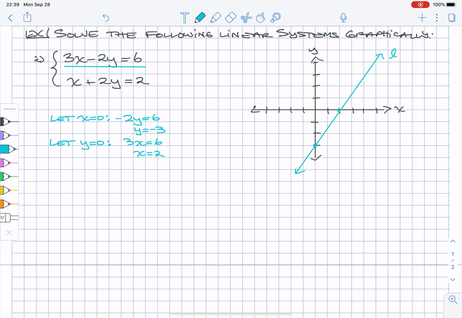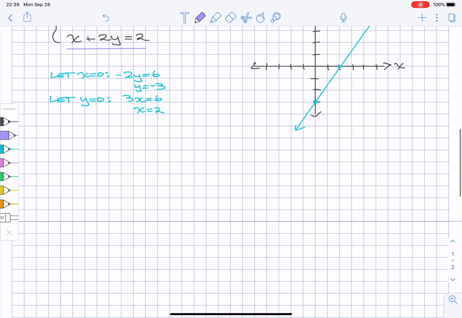Okay, so I'll call this line 1. Now let's look at the second line, the purple one. In the first case, I'm going to let x equal 0. When I do that, I get 2y is equal to 2, which means that y is equal to 1, so that's 1 point on there. In the second case, I'll let y equal 0, in which case we get x is equal to 2.